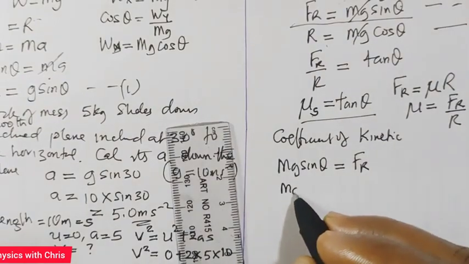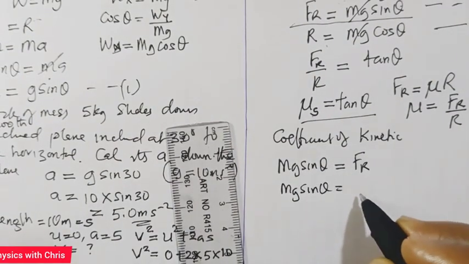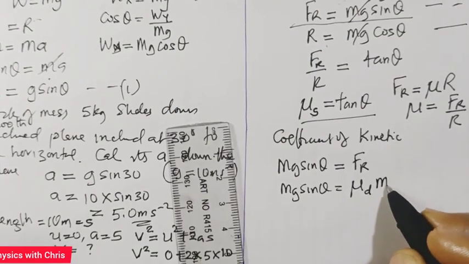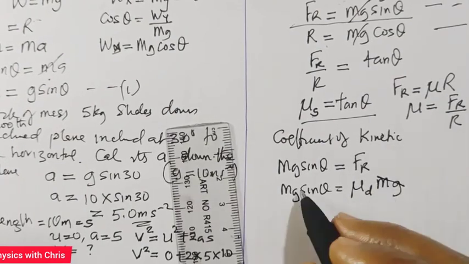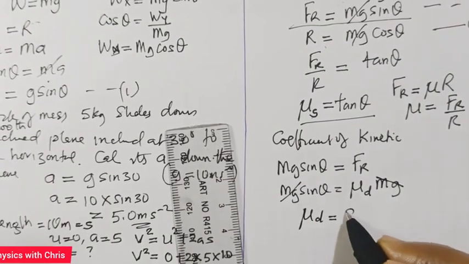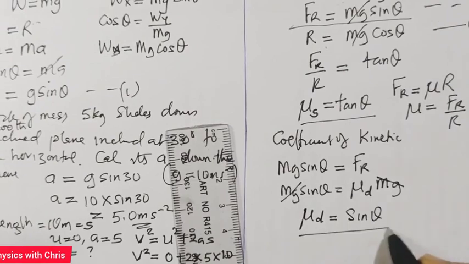So I have mg sine theta, and this frictional force is given as mu d, the coefficient of dynamic friction, times normal reaction mg cos theta. So mg cancels mg, and the coefficient of dynamic friction is given as sine theta. I can see that the two of them are not the same.